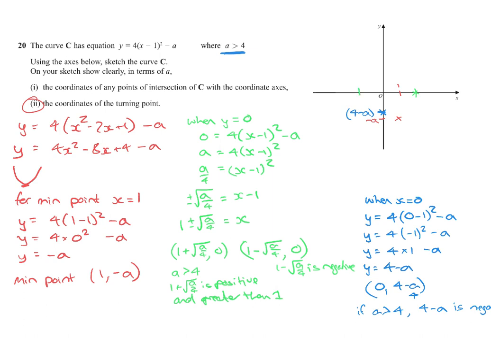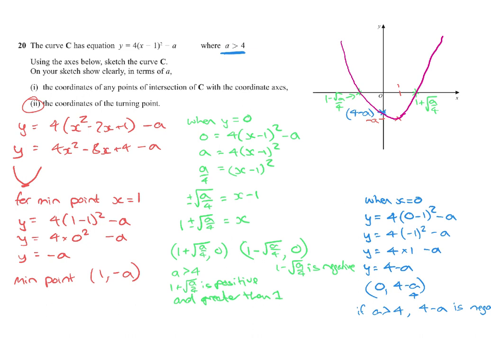Now I need to mark on those points. So go back to the point here. This is 1 plus the root of a over 4, and this one here is 1 minus the root of a over 4. So that's this point here. I now have my 4 points. I have my 3 points where it cuts the axes, plus I have my minimum point, which means that I can now draw in my curve and try and do it as smooth as you can. It's not going to be pretty, but it's going to look something like this, like that.